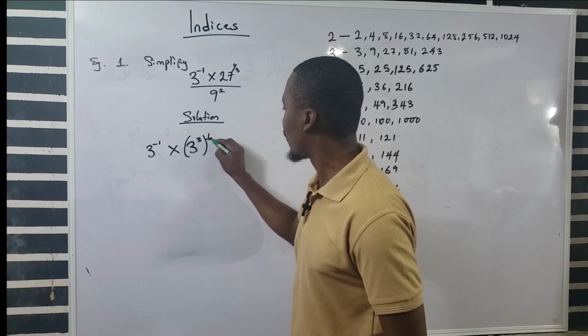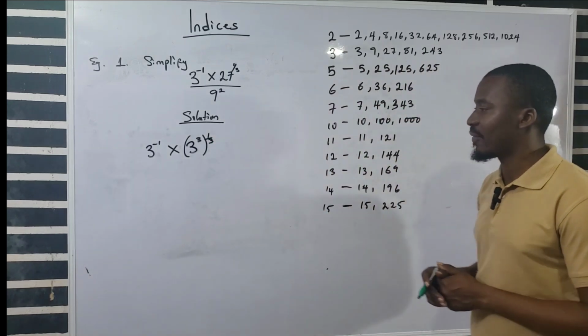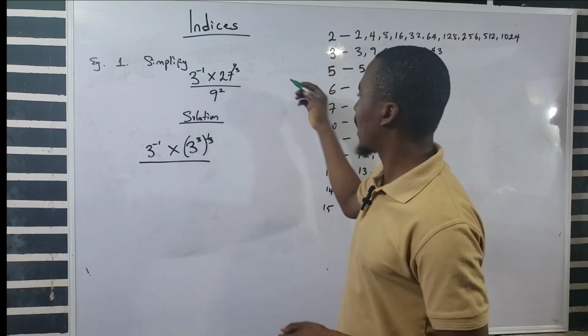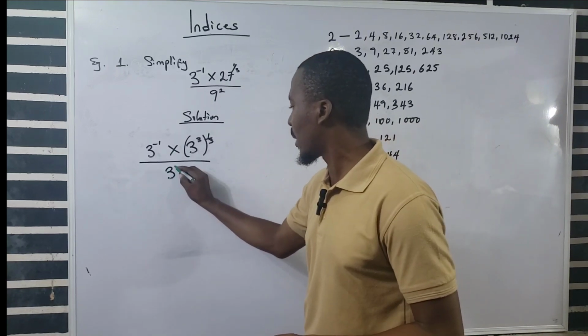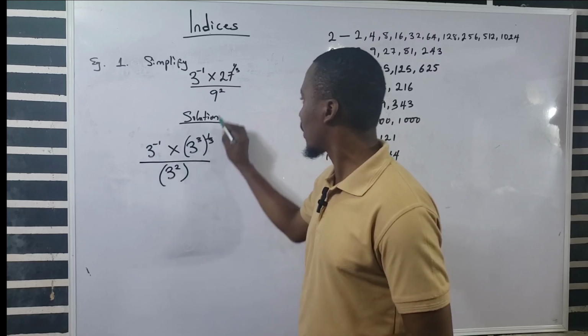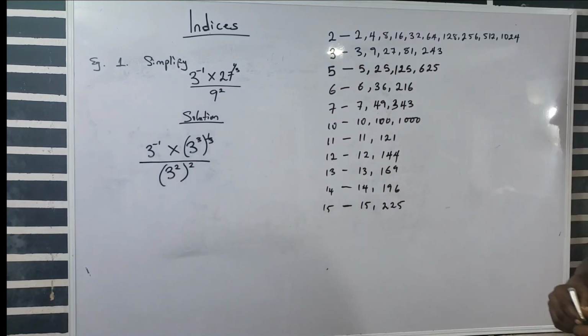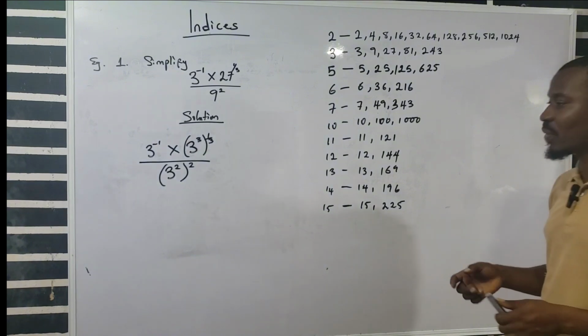Then you now have your 1 over 3. So you can see what I have done there. Then all over 9. 9 is 3 raised to power 2. So you can have that in bracket and put your 2. So you can see that I have expressed every number there in its lowest base.